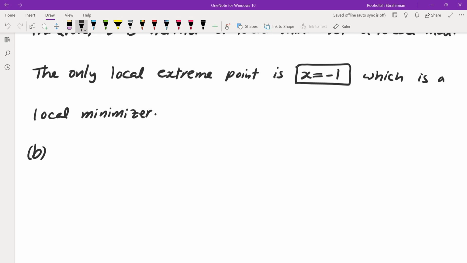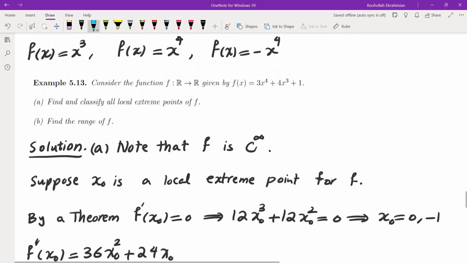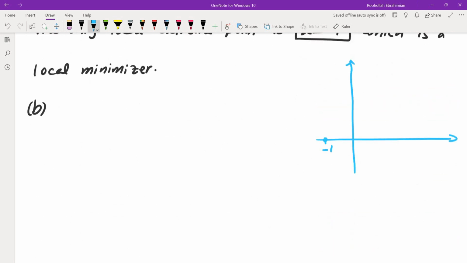So oftentimes, in order to find the range of a function in single variable calculus, what you did was you graphed the function and then you found out what the range would be. So it's going to be a similar idea, but of course we'll have to make sure everything is completely justified. So what we are going to do is look at negative 1. We know there's a local minimum at this point. So f of -1, if you plug in -1 in here, we get 3 minus 4 plus 1. So in fact, it's 0. So at -1, we get a 0. Now we have to see what happens before -1 and what happens after -1.